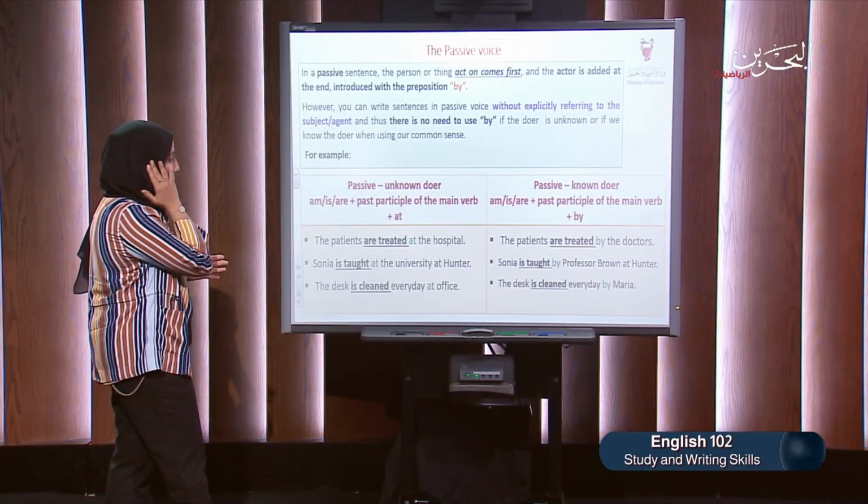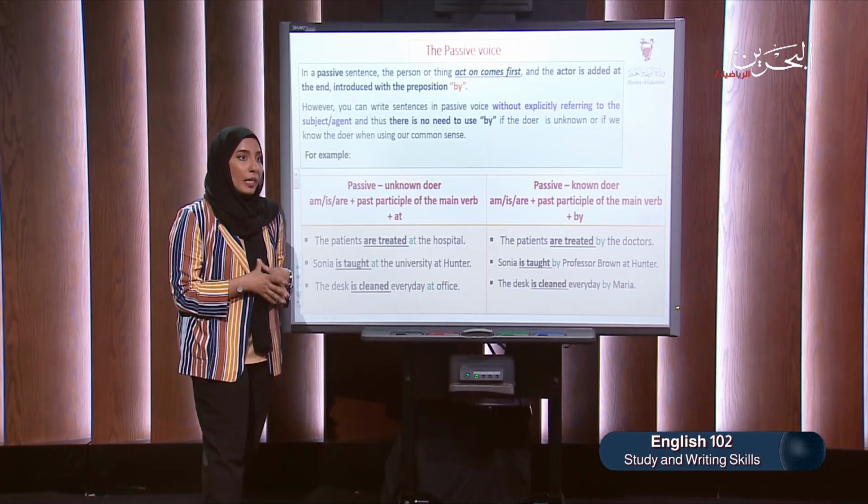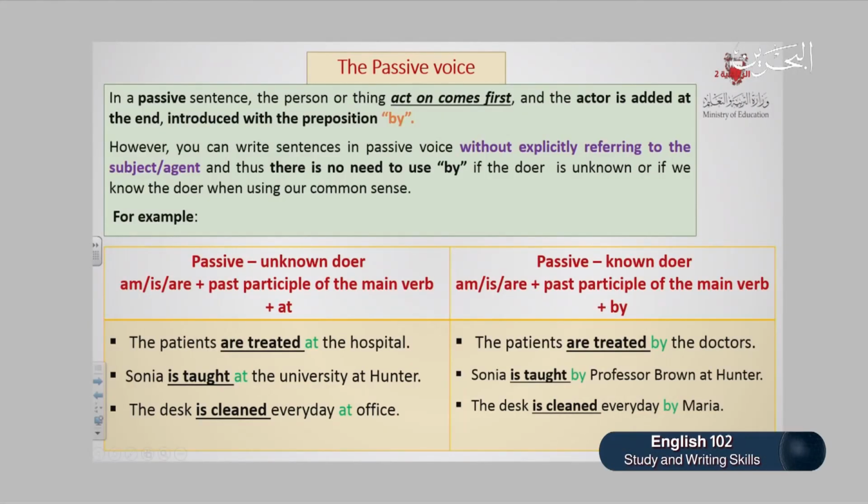Now, since we recalled certain things, let's move on. In order to have academic writing, the passive voice is very important. It's highly recommended actually for academic writings. Now, what is a passive voice? Passive voice is usually a sentence in which the person or the thing's act comes first, and then the actor is added at the end of it, introduced by the preposition by, if the actor is known. So there are 2 types of passive. One is unknown doer, the second is known doer. How do we differentiate between them? Usually, after the verb, we add at for the unknown doer, whereas for the known, we add by.